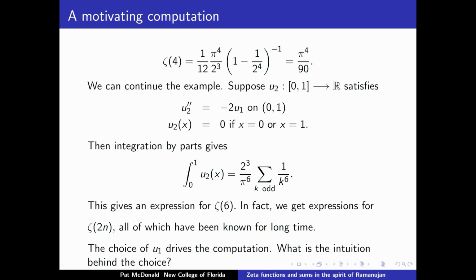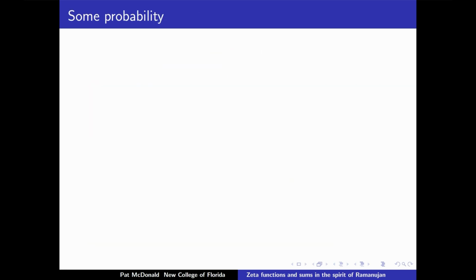Okay? What's the intuition behind the choice? And it turns out the intuition behind the choice is given via probability. So that's the next thing I want to talk about. Okay, so I start with Brownian motion. I'm not going to actually tell you what it is, but it's helpful if you know it. You should think of things zigging and zagging, right?